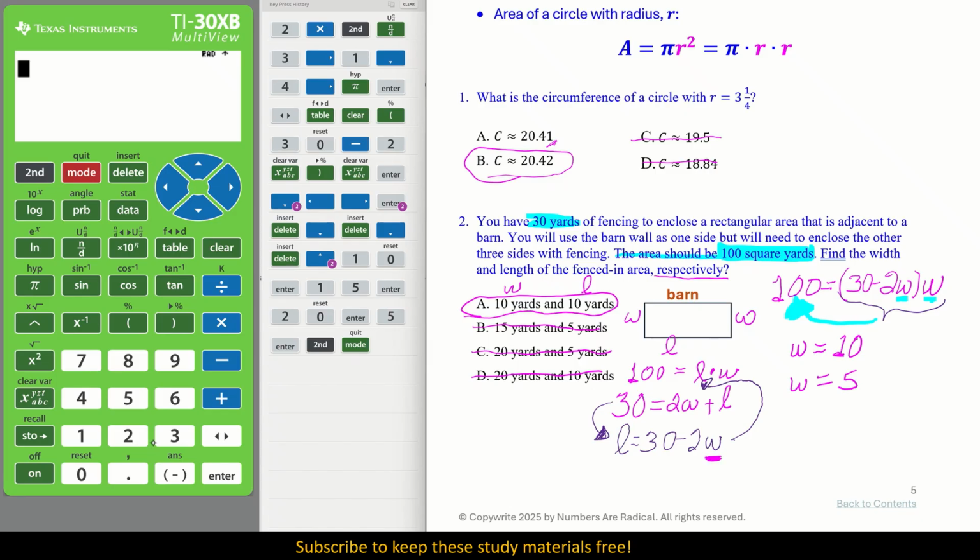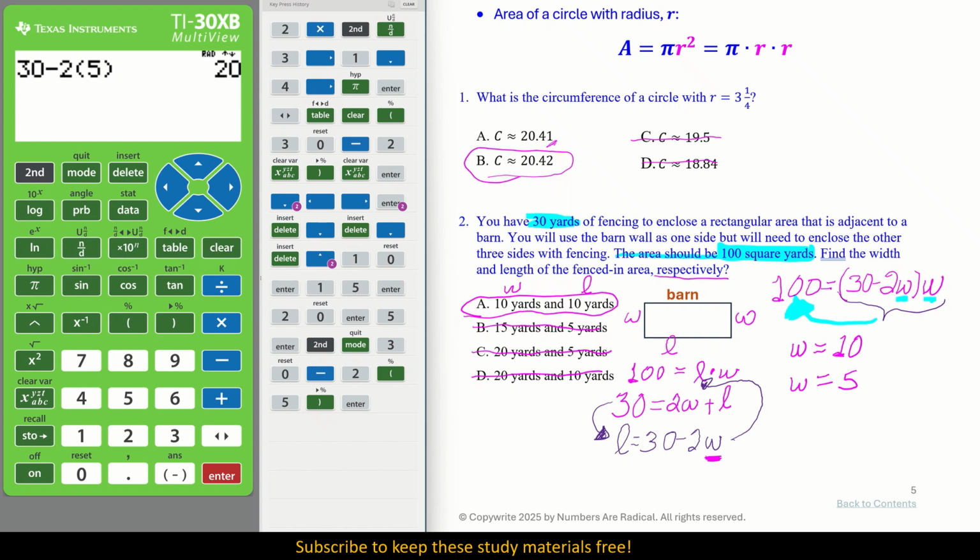So I have 30 minus 2 in parentheses. Our 5 is a width. Press enter, and it's 20. So we know we can have a length that equals 20, and these two go together. And then we also know that we can have a length that equals 10, which results in our A.